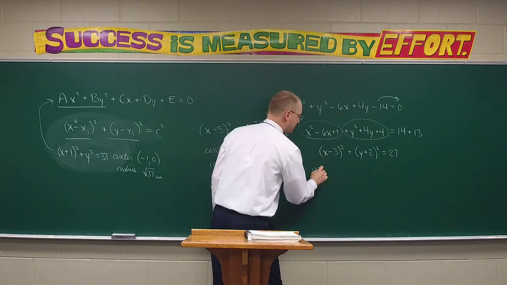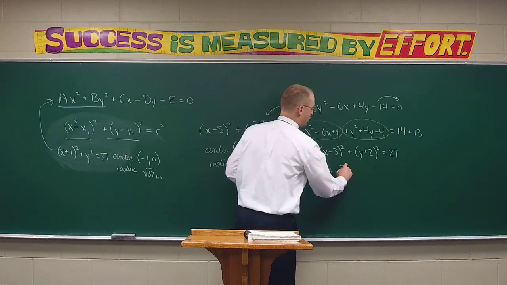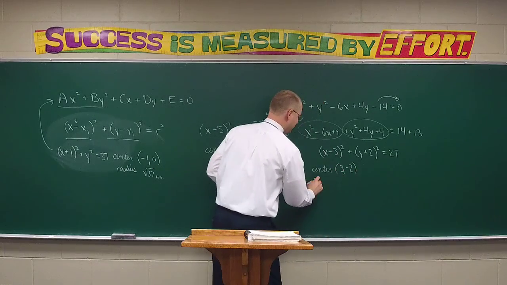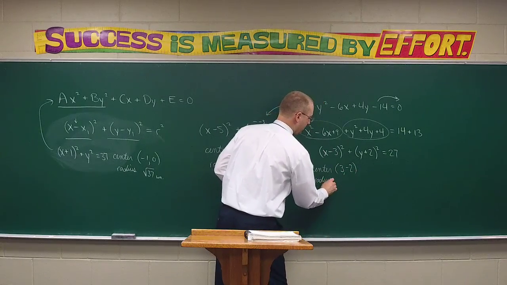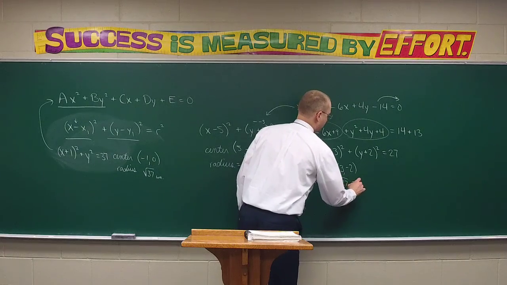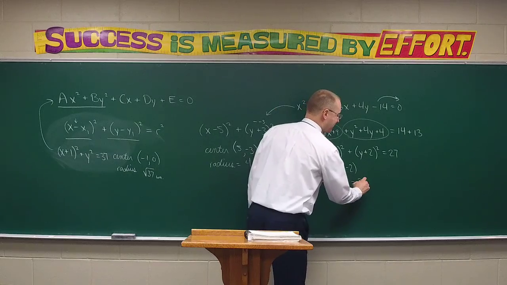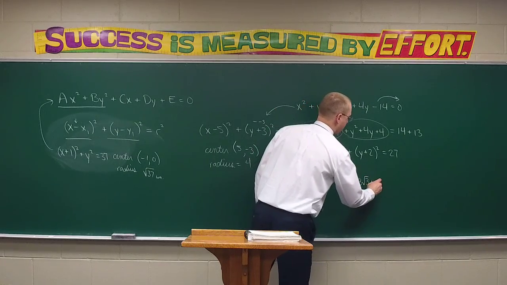So what is the center of my circle, class? 3, -2. And what's the radius? Square root of 27, which we always would reduce, so we'd say that's 3 times the square root of 3. Factor 9 times 3, take the square root of the 9, you get 3. 3 times the square root of 3 units.